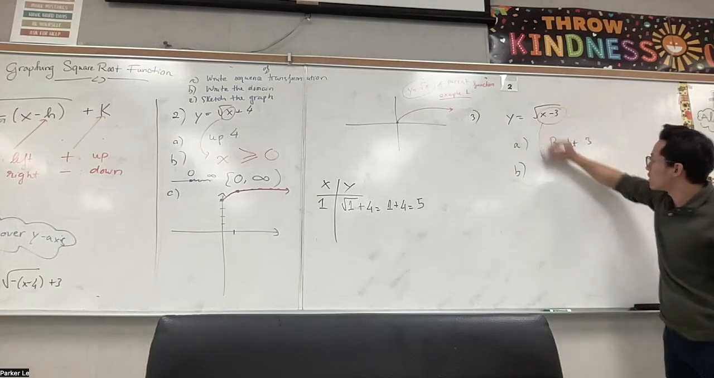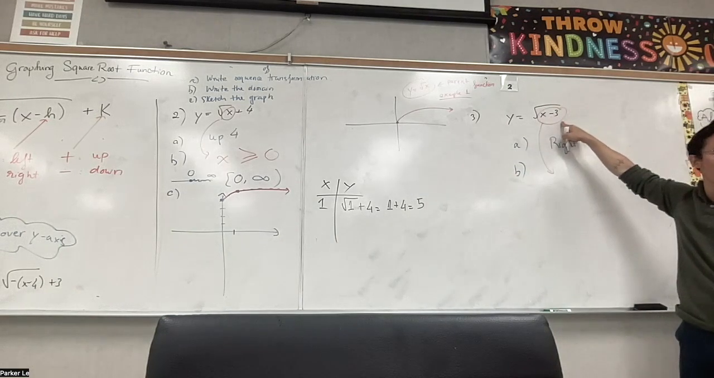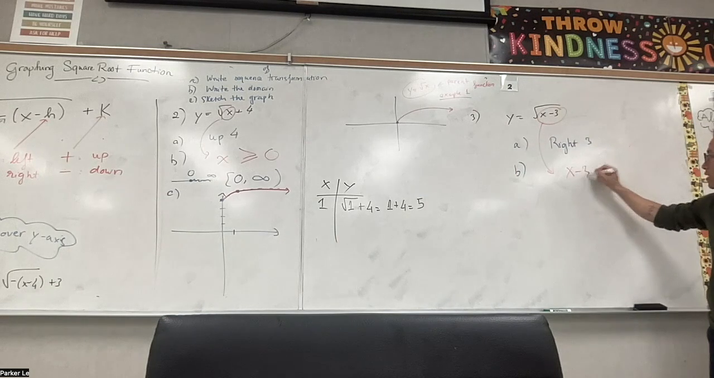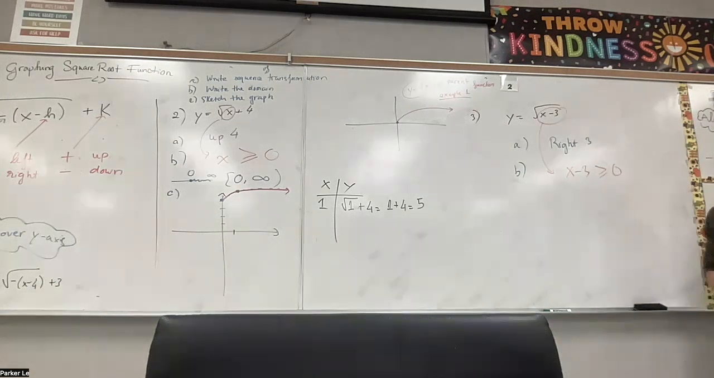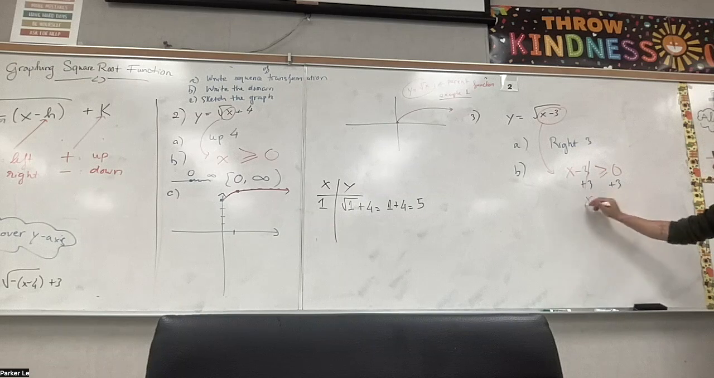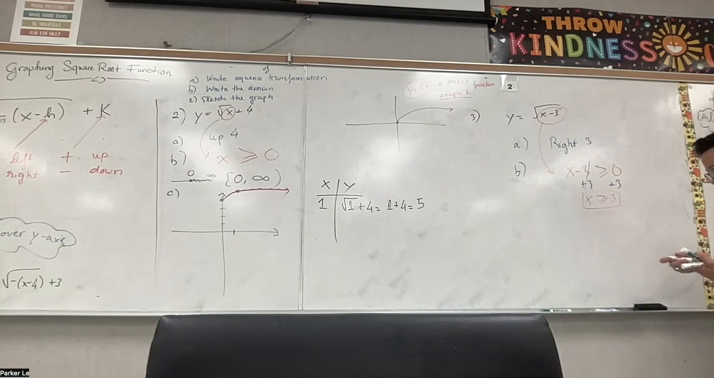Remember, you need the inside of the square root to be larger than or equal to 0. The whole thing, x minus 3, needs to be larger than or equal to 0. How can she get the number 3? She adds 3, because you want to isolate the x. So you have x larger than or equal to 3. That is the domain.